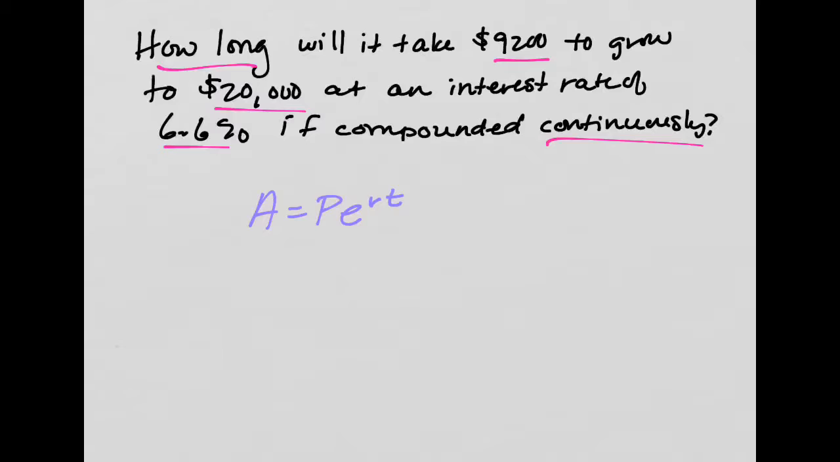So this is a Pert, right? And so we need to identify what is the information that we have. So how long is the question that we're being asked, right? So how long means we're going to be solving for t. Will it take $9,200 to grow to $20,000? And since this is a growth, 9,200 is what we're starting with. That's going to go in as our initial value.